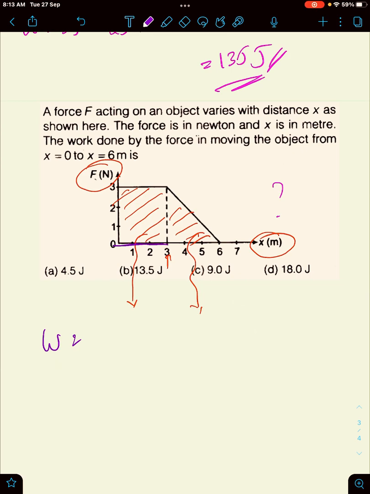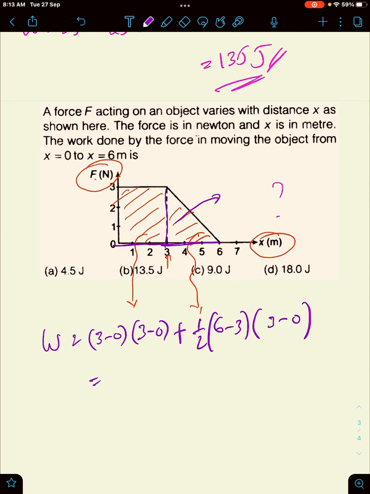is actually 3 minus 0 into 3 minus 0, again plus what about area of this triangle, half into this is 6 minus 3 into this height is again 3 minus 0. So it is 3 into 3, 9 plus half into again 3 into 3, 9. So 9 plus 9 by 2 is 4.5. I think it's 13.5 joule. And do you have that? Yes, we have it here.